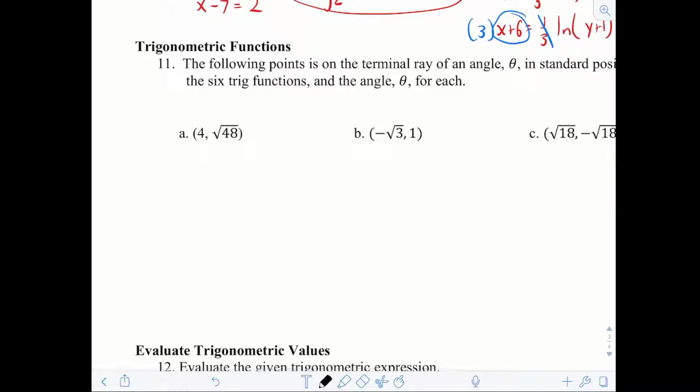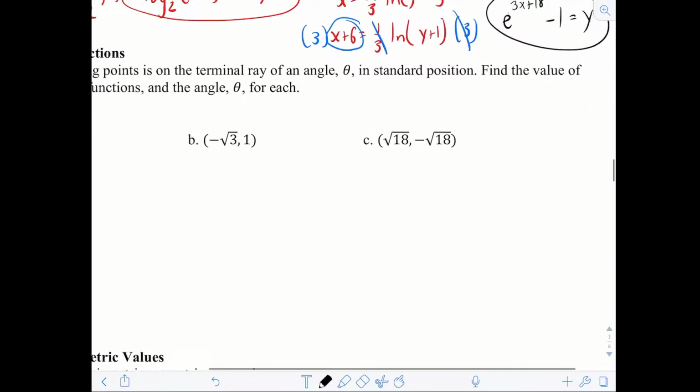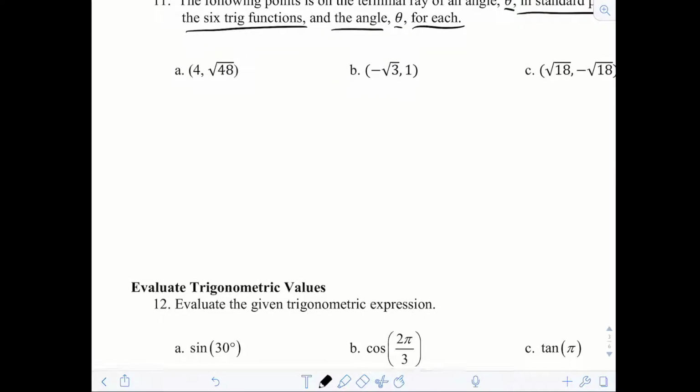Moving on. It says the following point is on the terminal ray of an angle theta in standard position. Find the value of the 6 trig functions and the angle theta for each. Okay, so we're going to write this as the following: 4 and square root of 48. That means it's going to be somewhere right around here. So x is going to be 4, this is going to be square root of 48. The x value is equal to 4, and the y value is equal to square root of 48.